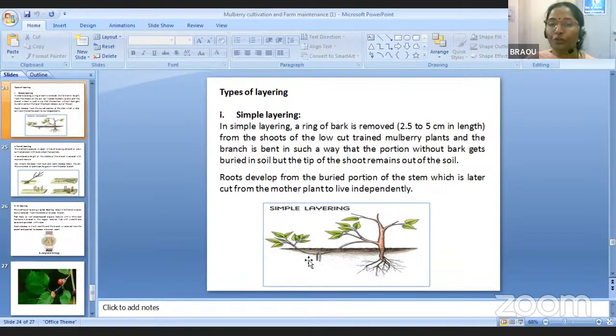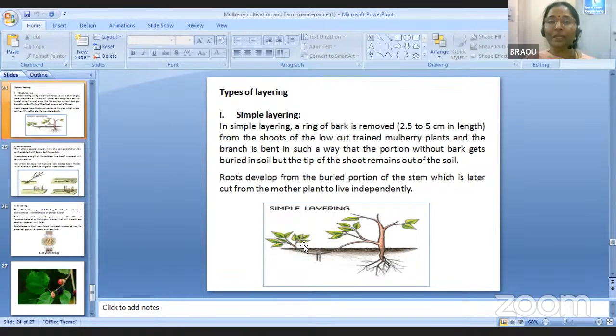You bend it in such a way that the portion without the bark gets buried in the soil, and the tip doesn't get buried but remains out of the soil. Why? Because it has to prepare its own food through photosynthesis. You don't need the green part to be buried. After some time, the roots develop from the buried portion of the stem, which is later cut off from the mother so that the plant can grow independently.